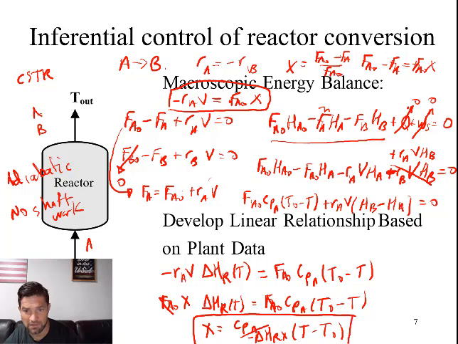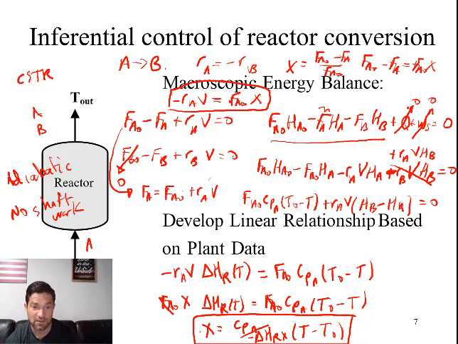I like to do it in this way because for exothermic reactions, this term becomes a positive term. And so we know for an exothermic reaction, T is going to be greater than T0 as the conversion goes from 0 to 1. I just like to use this sign convention.